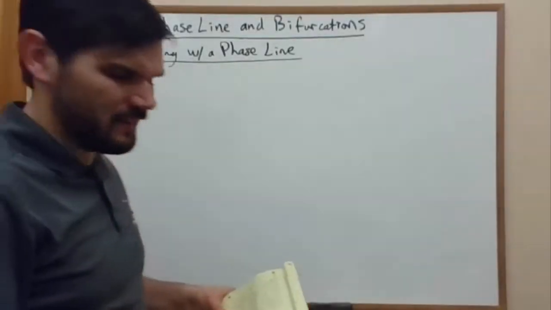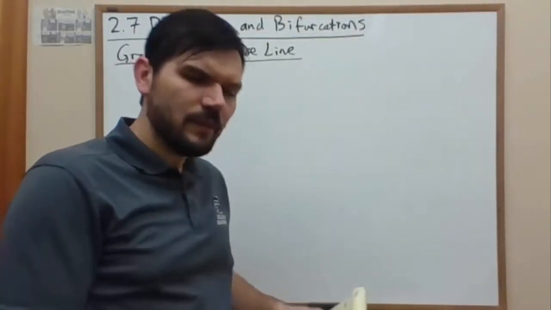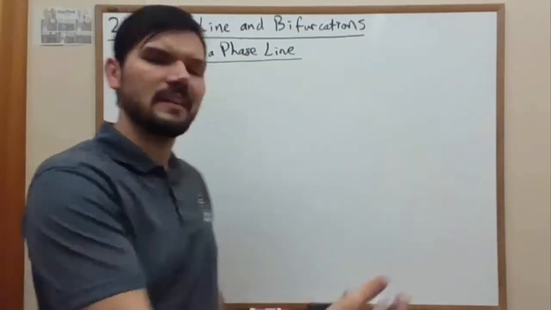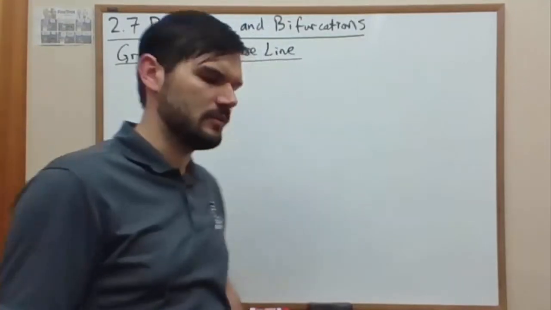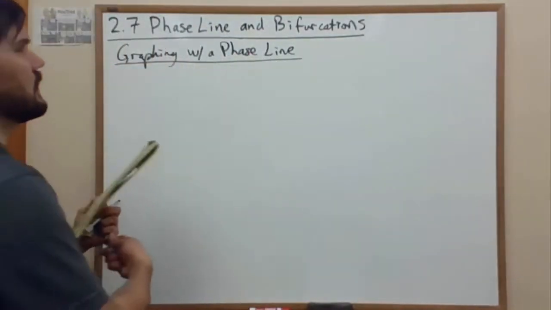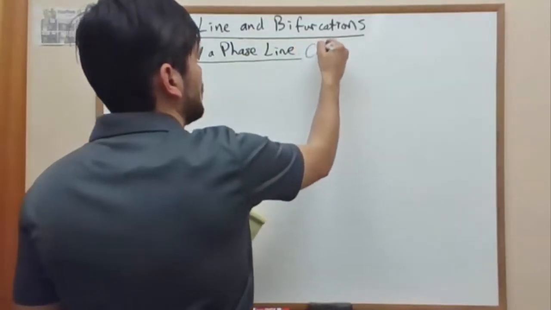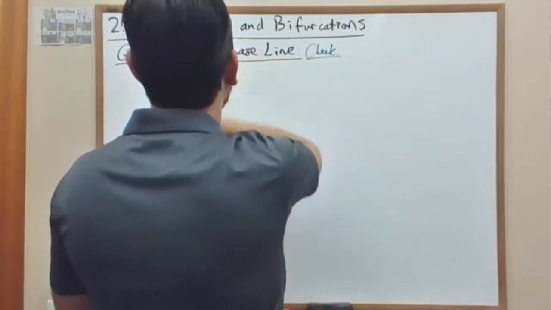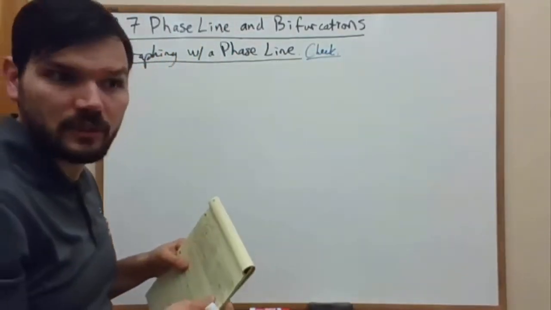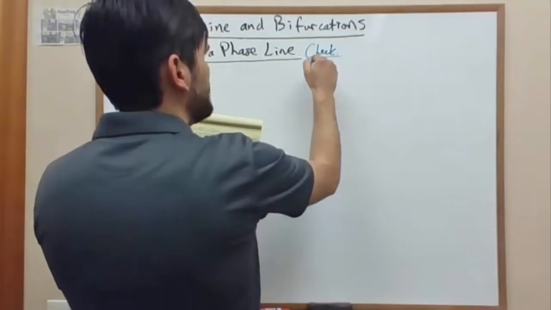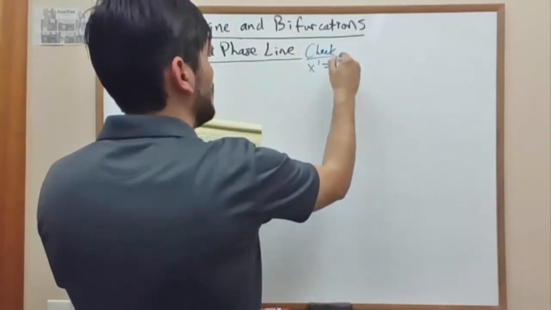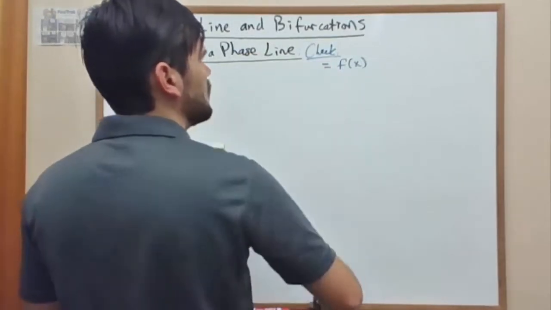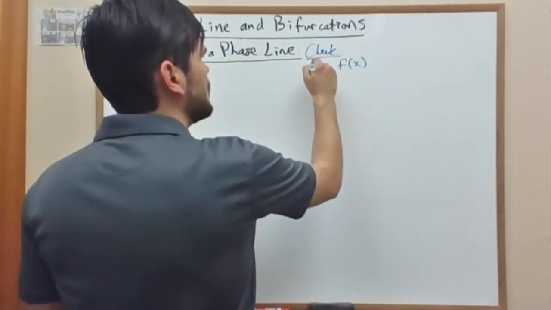For every method we've covered so far and we'll continue to cover, the first thing we do is not really anything for the method, it's something to check to make sure we can do it. So we start off with the check. And the check for this phase line is that the system or the equation is autonomous. Is x prime equal to a function only of x, where by x prime we do mean dx/dt.